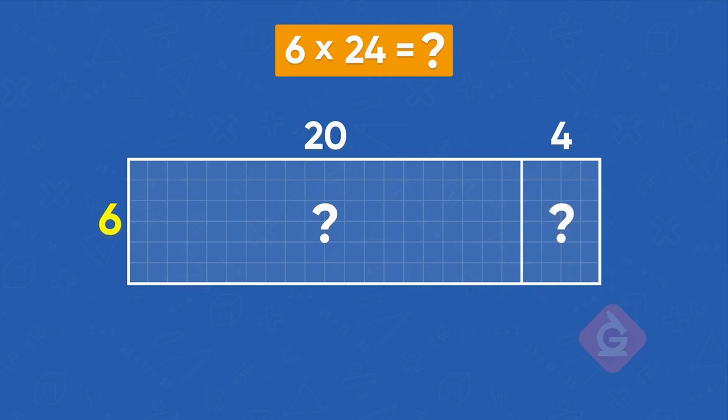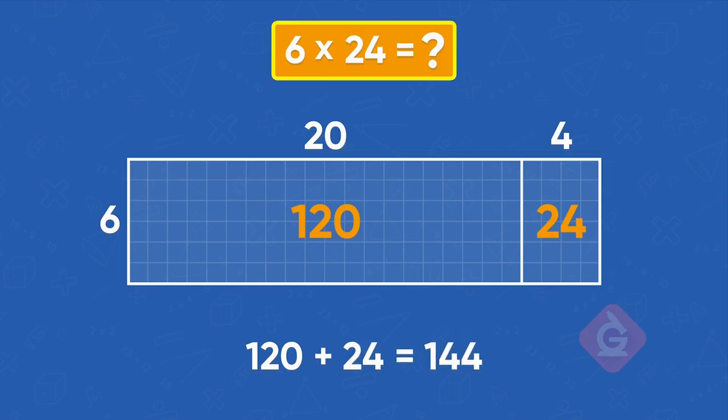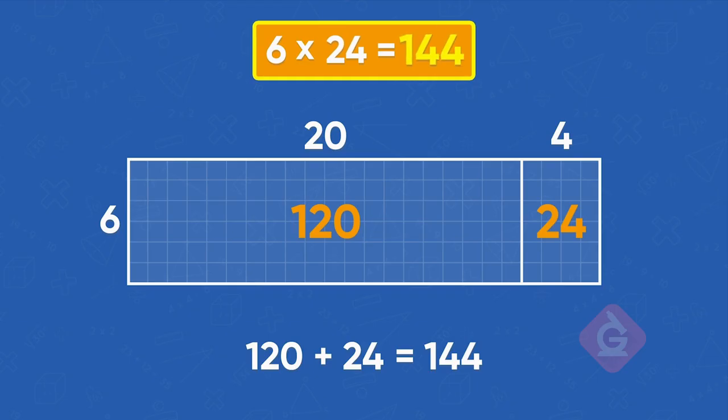Now we can solve 6 times 20 and 6 times 4 separately. 6 times 20 equals 120, and 6 times 4 equals 24. Finally, we add those two areas together to find the total area. 120 plus 24 equals 144. So this means that 6 times 24 equals 144.